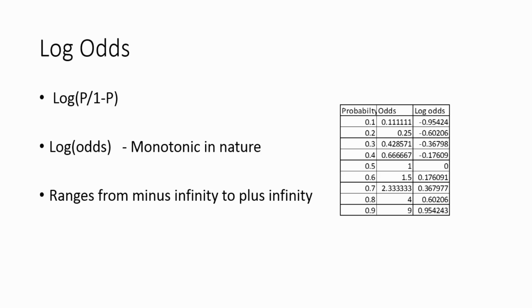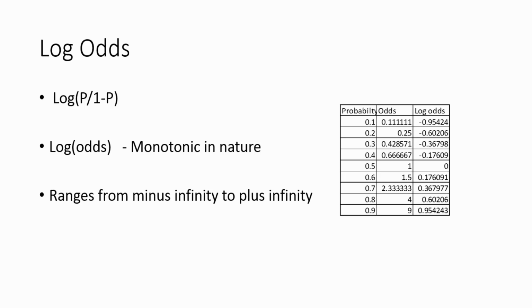Like odds, log odds also follow monotonicity. That is, with an increase in probability, the log odds values also increase. The log odds ranges from minus infinity to plus infinity. You can see on the screen I have probability values ranging from 0.1 to 0.9 and the corresponding odds and log odds.